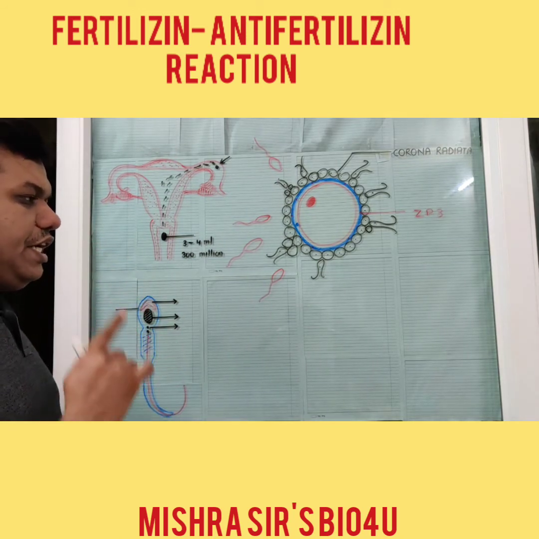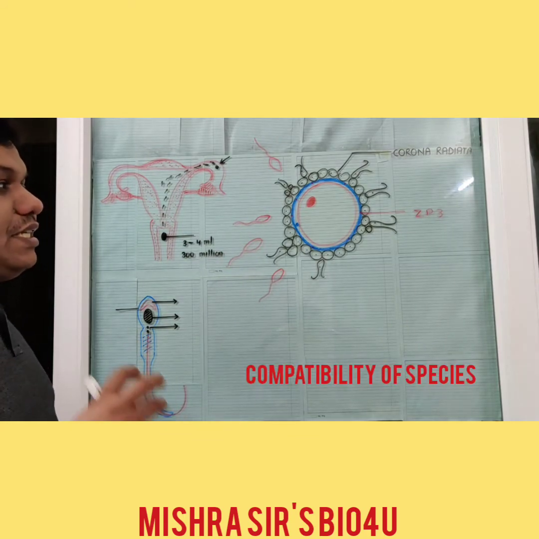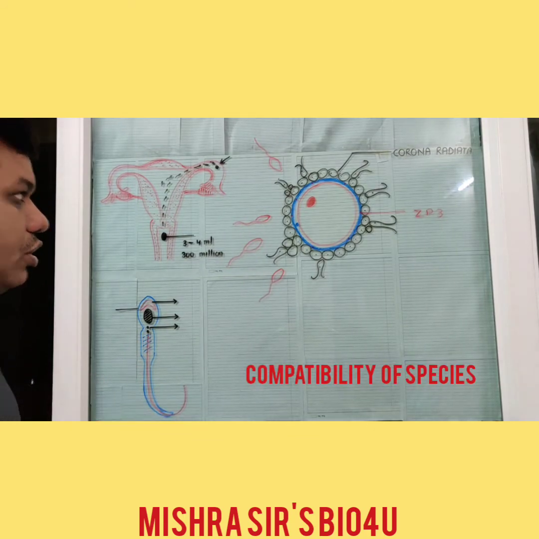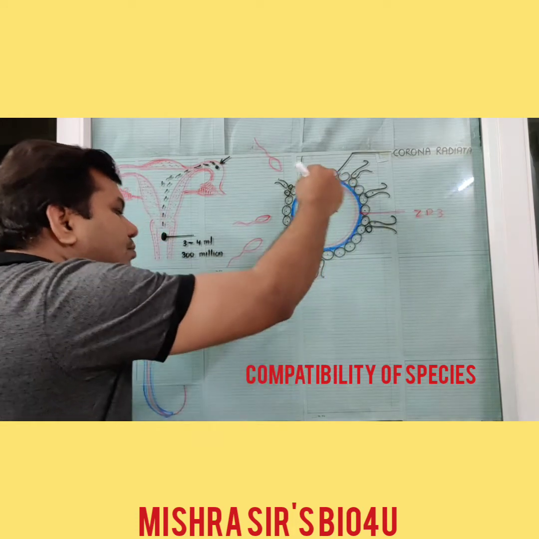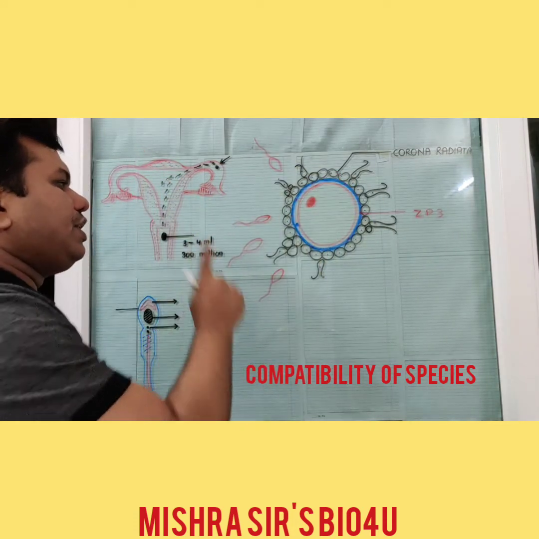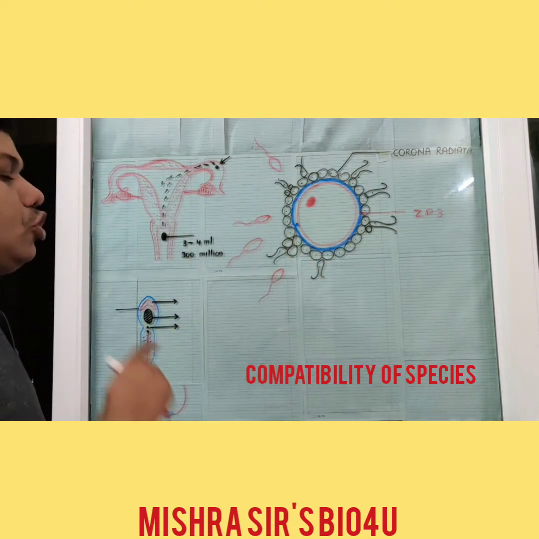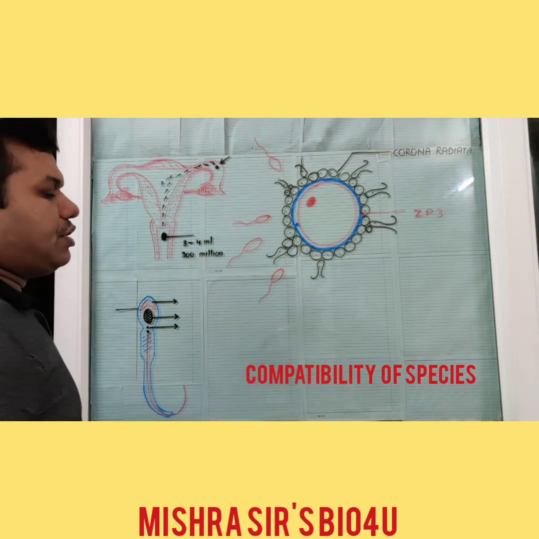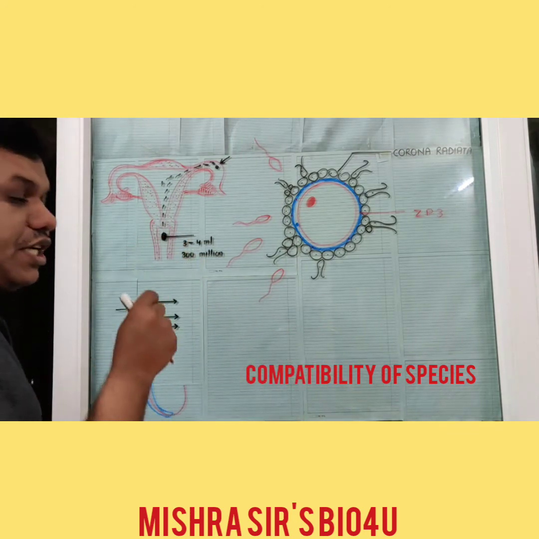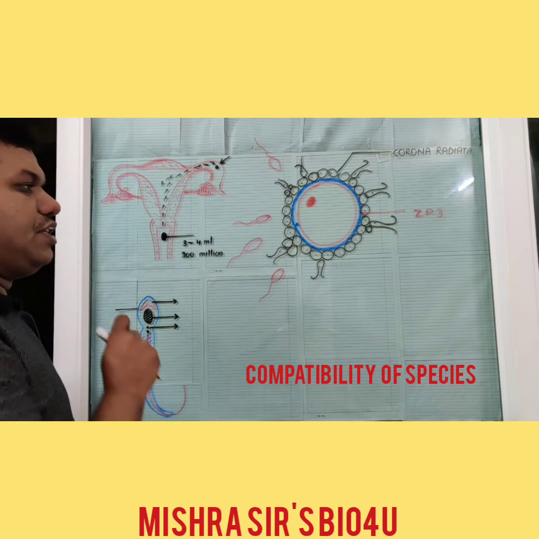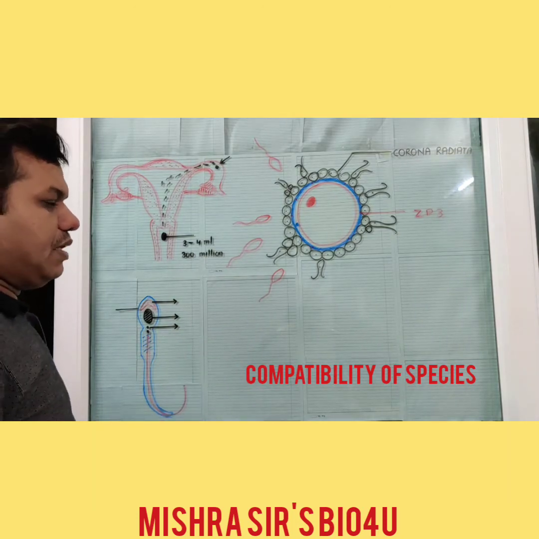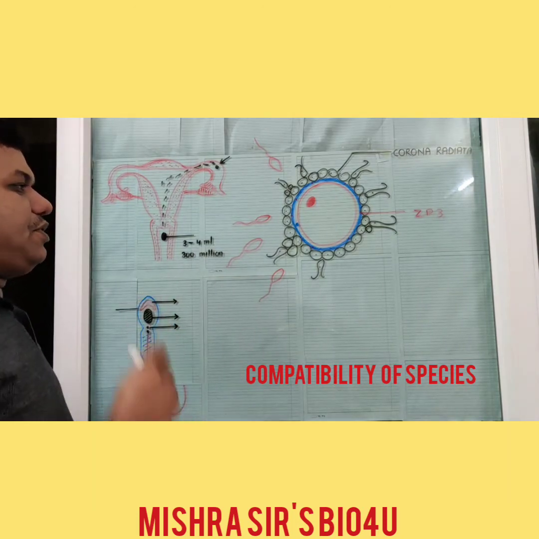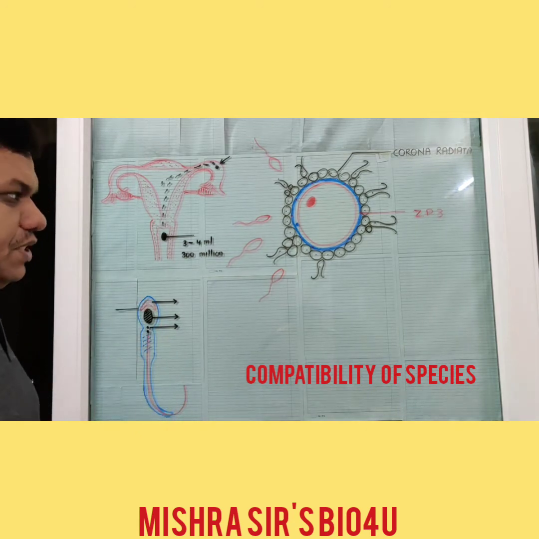responsible for the integrity of the species. When I say integrity of the species, what does it mean? If this is a human ovum, only the sperm of a human can fertilize it. No other sperm will be allowed to enter, because that reaction, which reaction? The fertilizin-antifertilizin reaction will not be possible. That's why we say this step checks the compatibility of species.